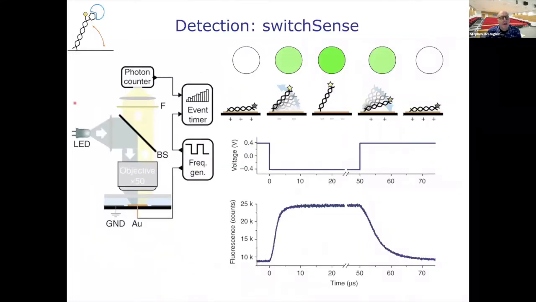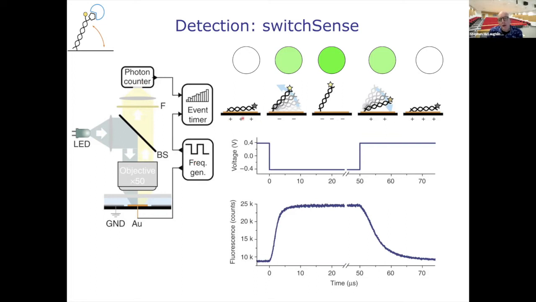For switchSENSE, what we've got is an LED, and that is then through an objective microscope lens focused onto one of the electrodes. And then if there's any fluorescence, that comes back through this dichroic mirror and is counted. And of course, the electrode is switching between positive and negative with this frequency generator here. And that's linked to an event timer to correlate both the fluorescence and the time of switching.